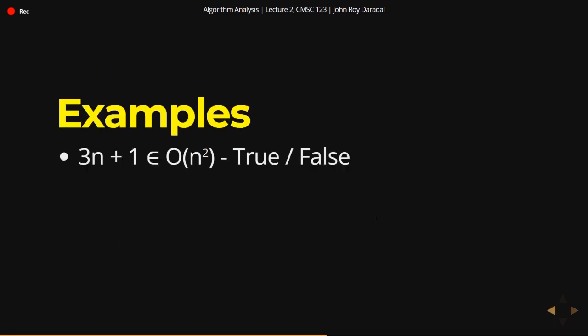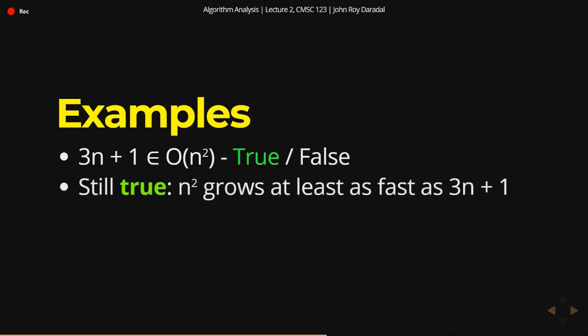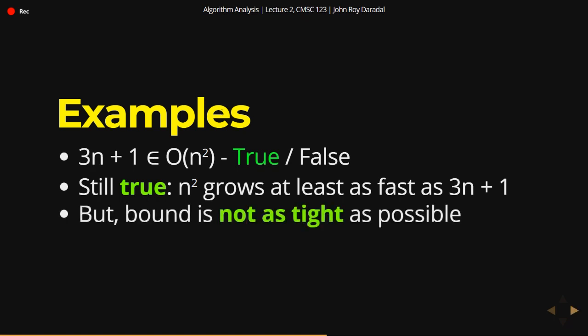Now, how about this one? 3n plus 1 is in O of n squared. Is this true or false? Well, it's actually true. Why is that? It's still true because n squared still grows at least as fast as 3n plus 1. So that means that n squared is still a bigger function than 3n. So 3n plus 1 is still contained in n squared. However, the bound is not as tight as possible because the tighter bound would have been O of n.